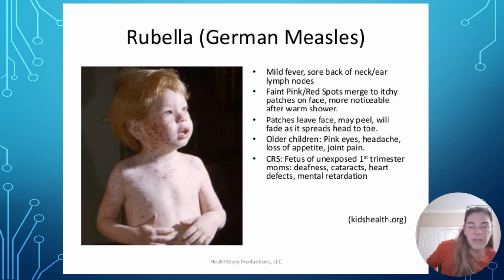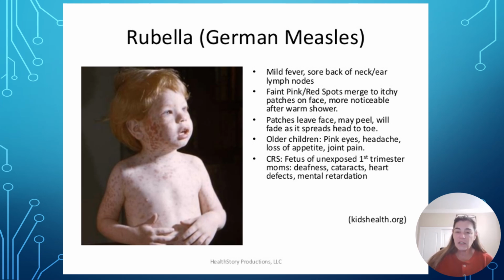So here's just a picture of German measles. Again, little pediatric patients may not show a whole lot of symptoms prior to getting the rash. You will see mild fever. They might have a sore back of their neck and ear, and they'll have swollen lymph nodes in their neck. You can palpate faint pink-red spots.